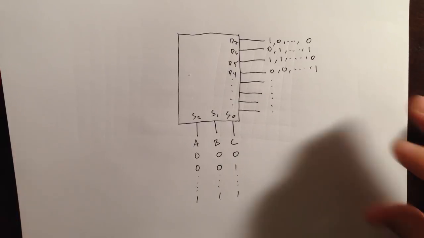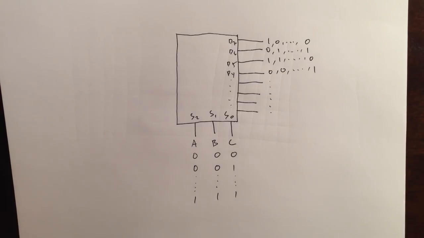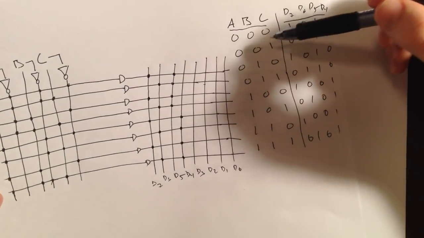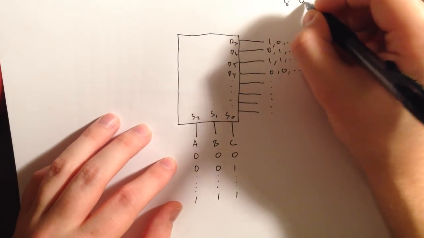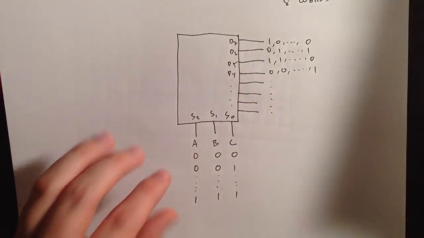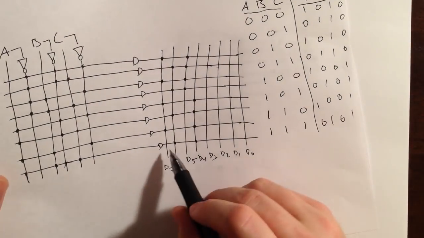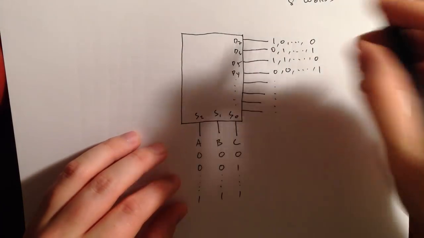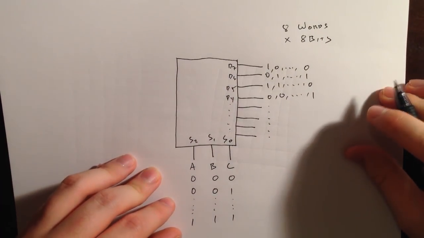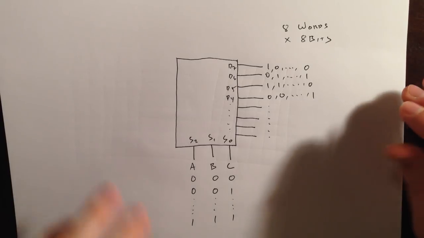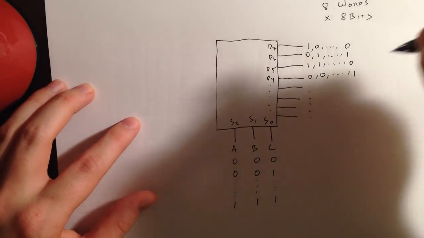So let's look at the words and the bits. So words are the number of addresses. So we have 8 possible input combinations. So 8 words, right? And we have 8 functions, because I made 8. So we have 8 bits. So 8 words, 8 bits. Can you see that? So that's all that means. So let's make a little table for our words and our bits.